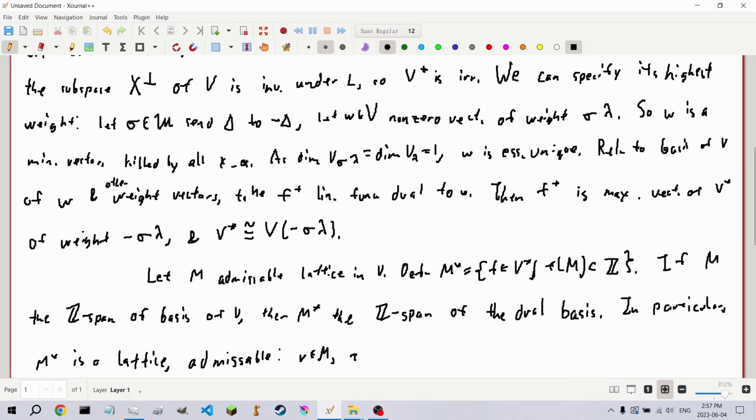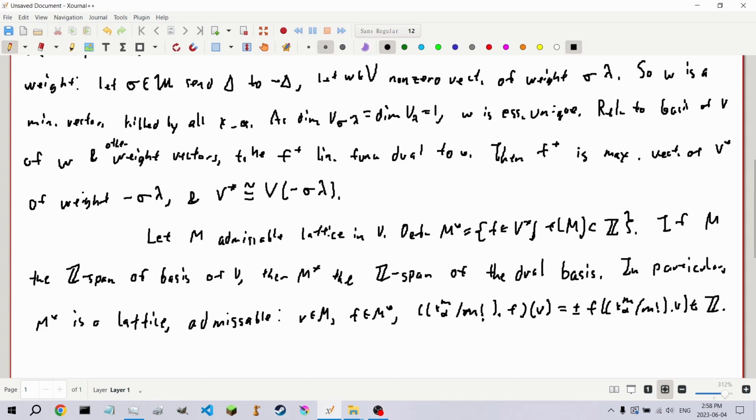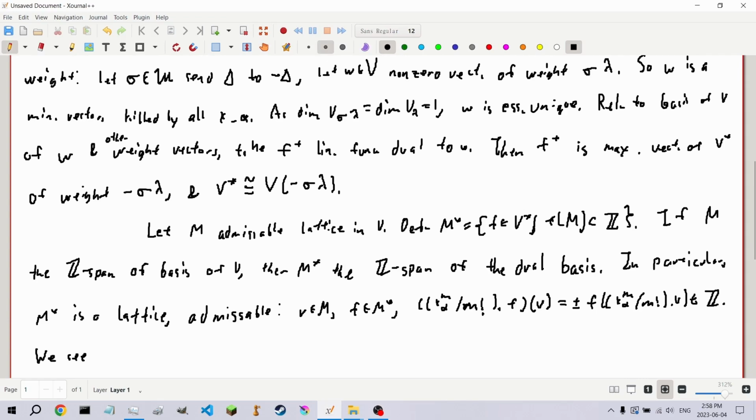Well, for v in M and f in M star, x alpha to the m over m factorial acting on our function, then being applied to v, gives you plus or minus f of x alpha to the m over m factorial acting on v, which is an integer. And we see that an inclusion of admissible lattices like this induces a reverse inclusion, where M1 star now includes M2 star.